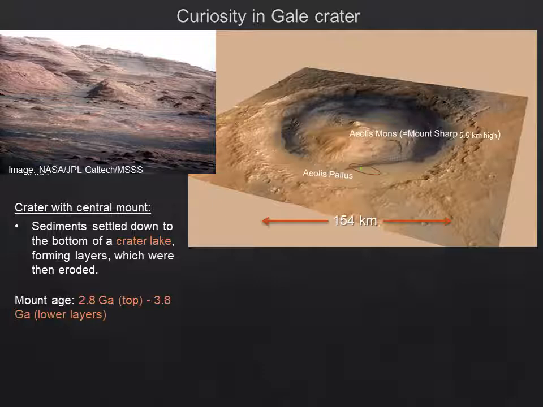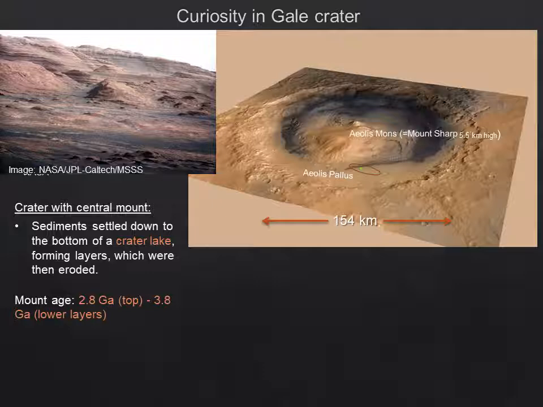So following Opportunity and Spirit, the Curiosity rover landed in 2012 in Gale Crater. What makes this area particularly interesting is the central mound inside the crater, which is called Mount Sharp. This crater was interpreted as being the location of a dried up lake.